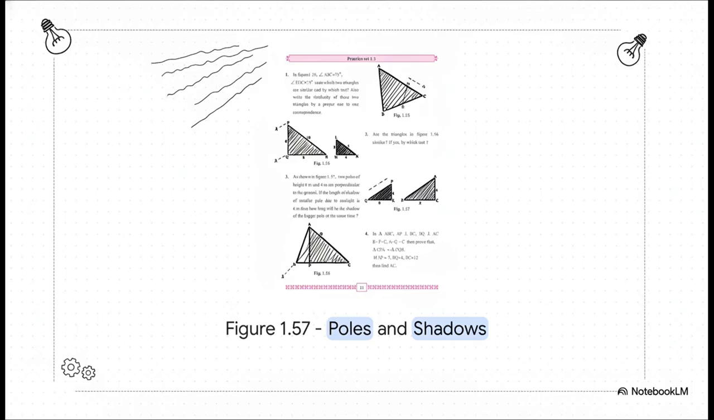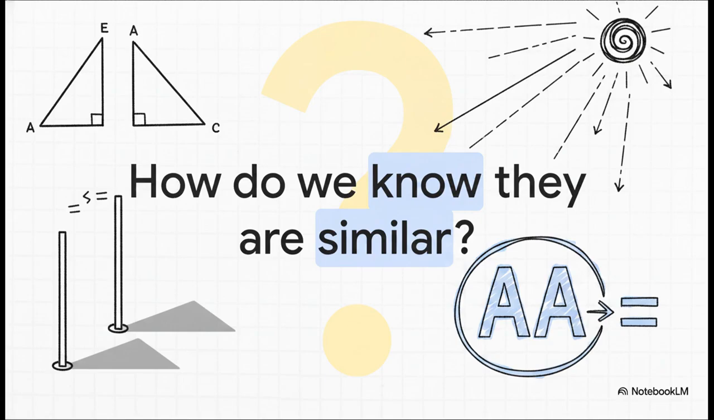Now, because the sun is shining on them at the exact same time of day, that smaller pole casts a 6-meter shadow. If we draw a line joining the top of the poles to the very tip of their shadows, we suddenly have 2 right-angled triangles, triangle PRQ and triangle ACB. So here's a question for you to really think about. How do we actually know these 2 triangles are mathematically similar?